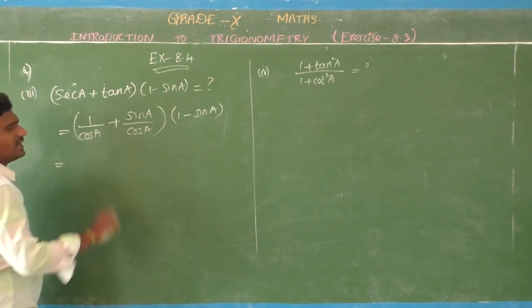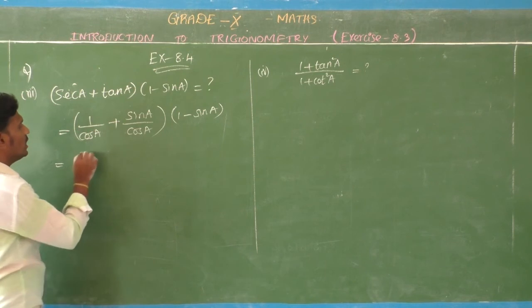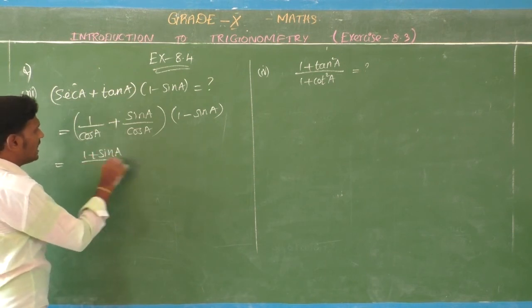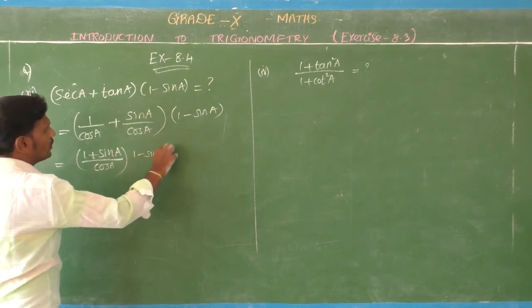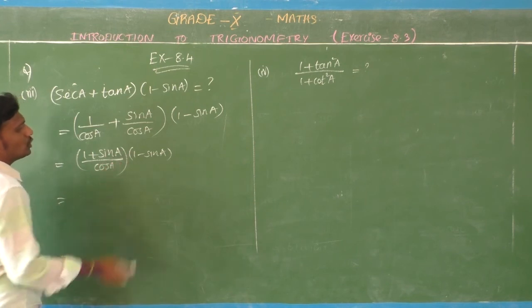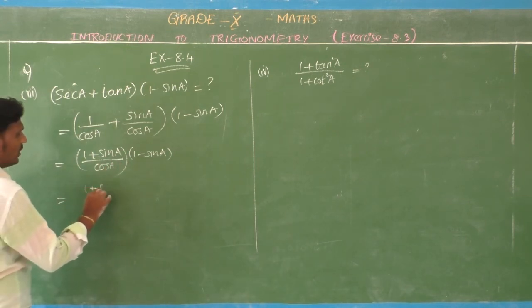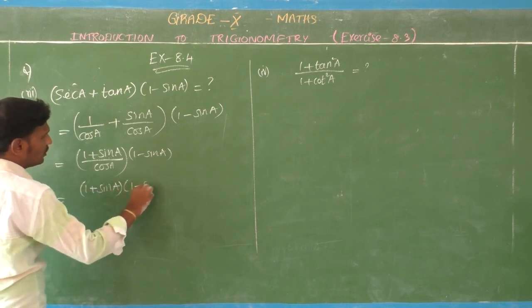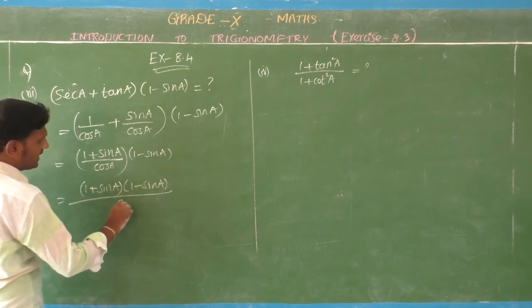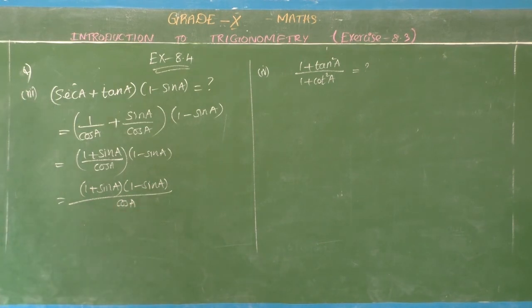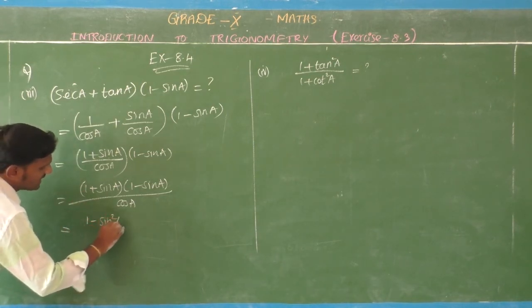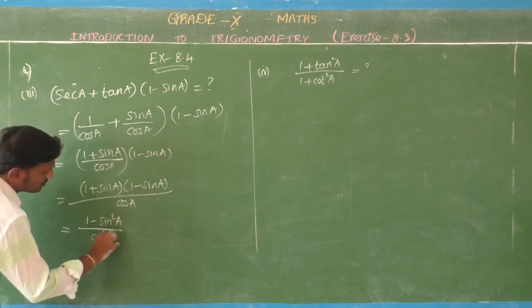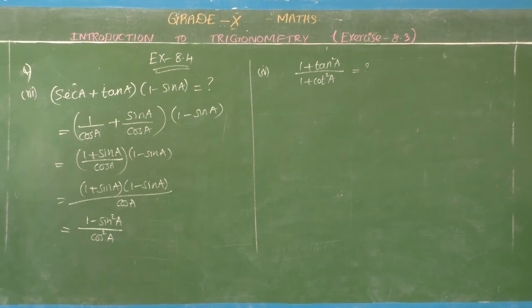So in the first bracket you have a common denominator of cos A to get (1 plus sin A) by cos A into (1 minus sin A). So directly I am going to multiply the numerator into numerator, like what? (1 plus sin A) into (1 minus sin A) whole divided by cos A. Now (A plus B) into (A minus B), you have a formula, A square minus B square. So 1 minus sin square A whole divided by cos square A.